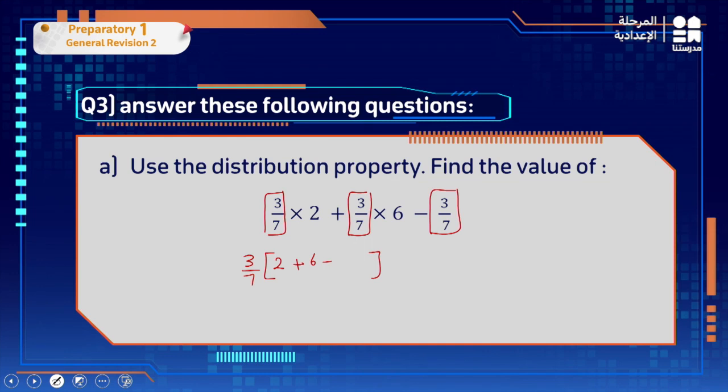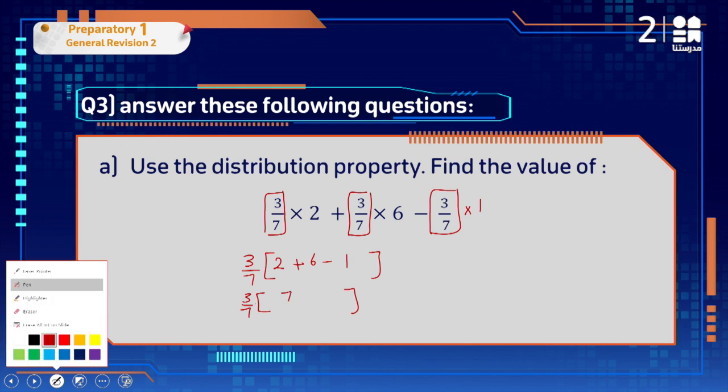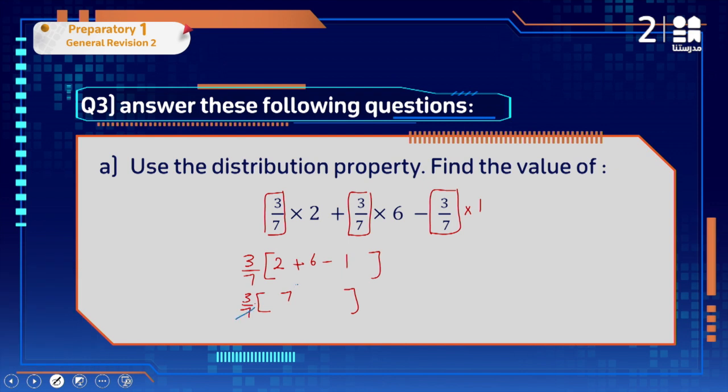This 3 over 7, actually it's multiplied by 1 because 3 over 7 times 1 equals itself, which is 3 over 7. So I'm going to write 1. I got out 3 over 7. Then write 3 over 7 as it is, then simplify what inside the brackets. 2 plus 6 is 8, minus 1 is 7. In multiplication, we are going to cancel the same number up and down. So we have only 3.